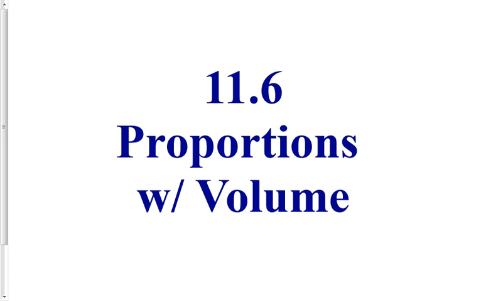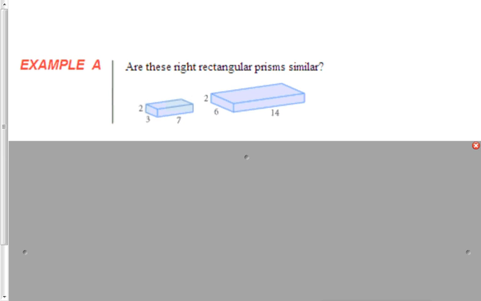Section 11.6, we're talking about proportions with volume. Yesterday, proportions with area. Today, proportions with volume. So in example A, the question is, are these right rectangular prisms similar?